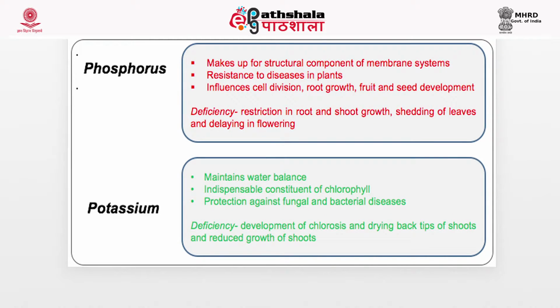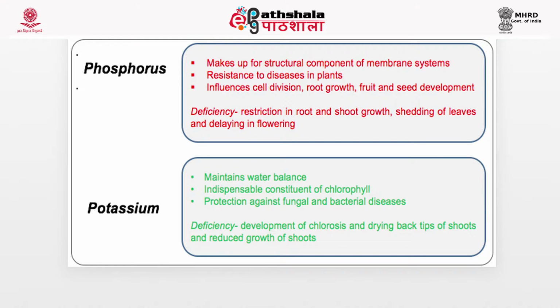On the other hand, phosphorus, which makes up a structural component of the membrane system, provides resistance to diseases in plants. It also influences cell division, root growth, and fruit and seed development. The deficiency of phosphorus restricts root and shoot growth.